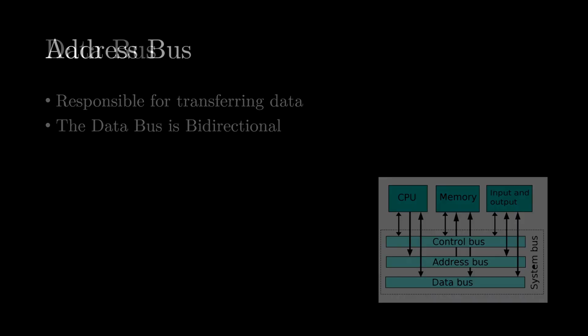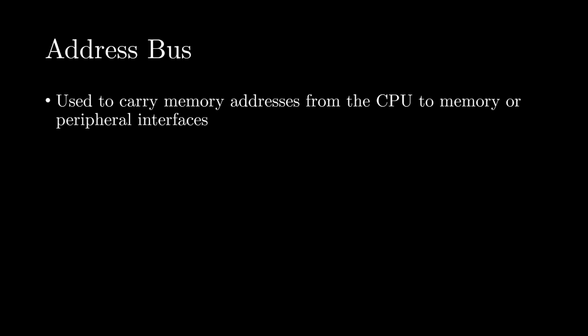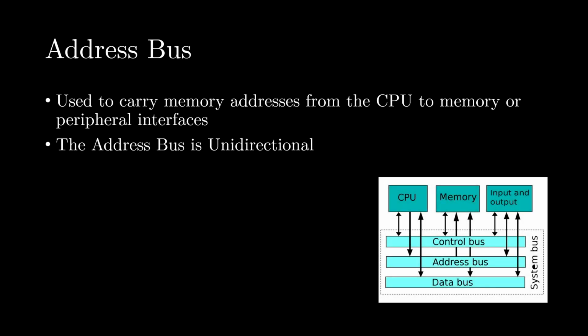The address bus is used to carry memory addresses from the CPU to memory or peripheral interfaces. This bus, on the other hand, is unidirectional, meaning it has a one-way connection between all of our subsystems. The diagram of our buses supports this claim.